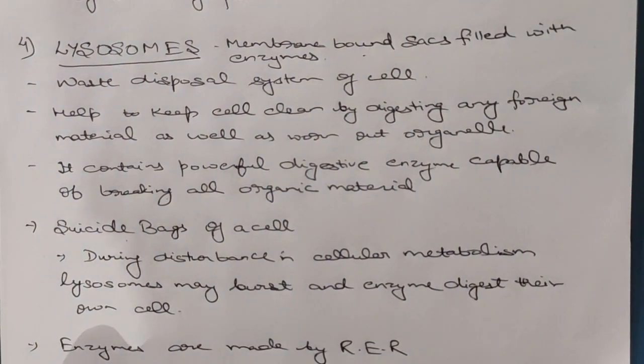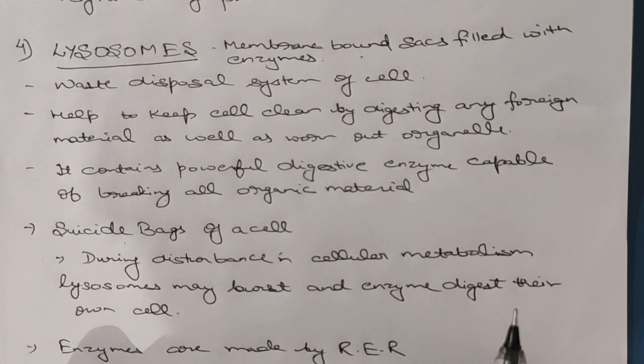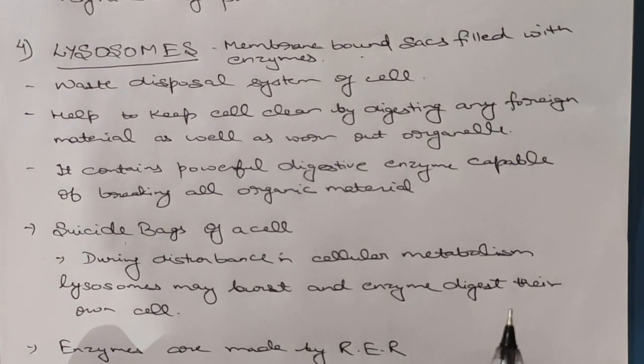The enzymes that are present in the lysosomes are synthesized by RER. And I told you in the functions of the Golgi apparatus that the lysosomes are synthesized by the Golgi apparatus. So we can say that the lysosomes are synthesized by the Golgi apparatus as well as the endoplasmic reticulum, because the enzyme that comes inside the lysosomes is from the endoplasmic reticulum. Getting it? And it is being packaged and given to the cell by the Golgi apparatus. So the important thing is the suicide bags of a cell.